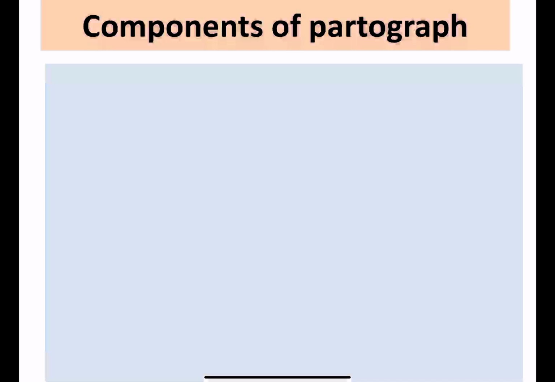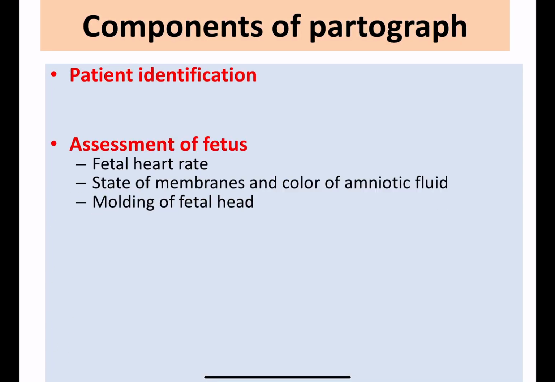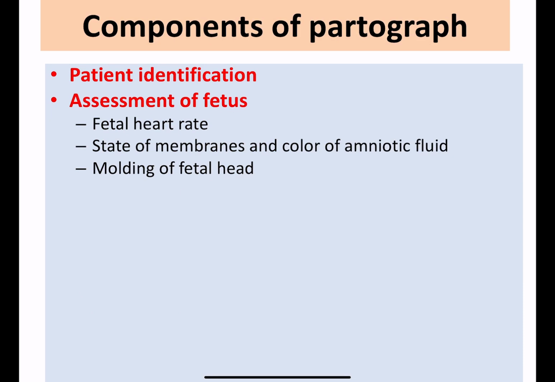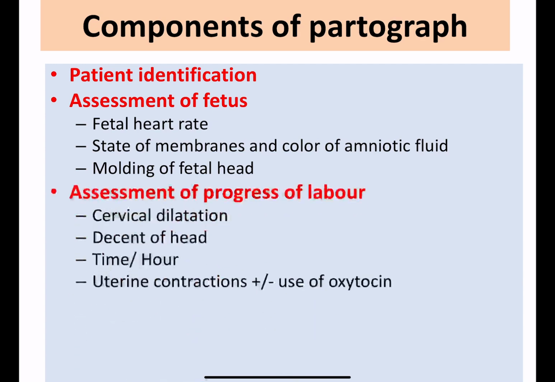Now let's see what components are included in plotting the information in the Partograph. The first information plotted in the Partograph is patient information. Second, the assessment of the fetus, where we will be recording the fetal heart sound, the status of the membrane, the color of amniotic fluid if the membrane has ruptured, and similarly the information about molding of the fetal head.